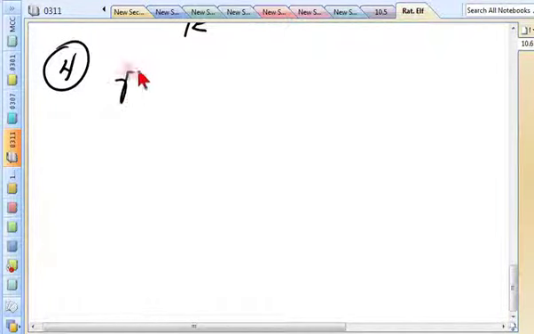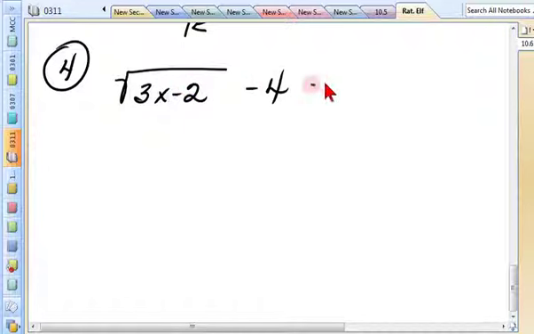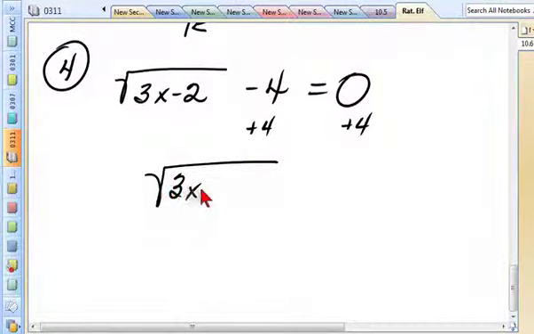I've got the square root of 3x minus 2, minus 4, is equal to 0. What's that first question I ask you every time? Is the radical isolated? No. We've got a minus 4 sitting there. So add 4 to both sides. And now I have the square root of 3x minus 2 is equal to 4.